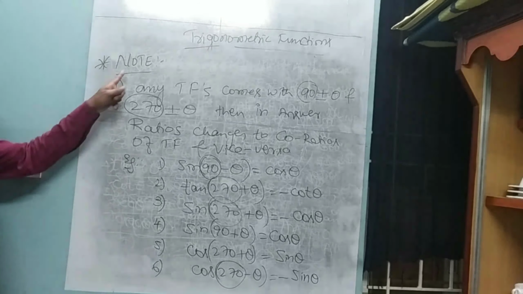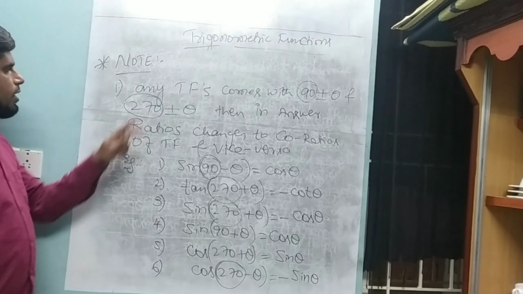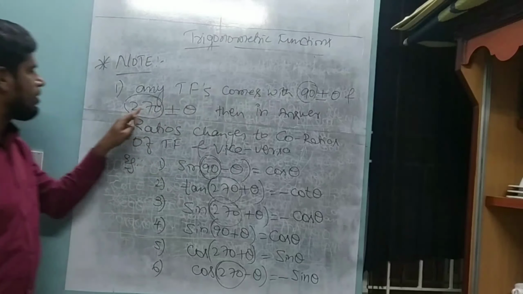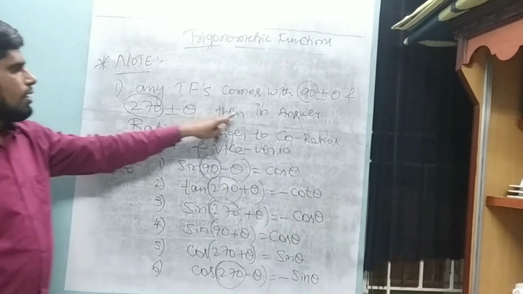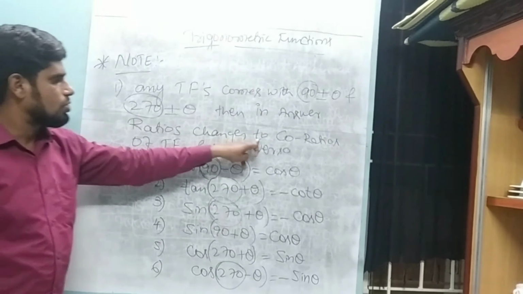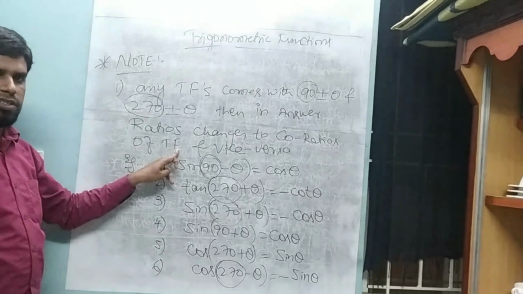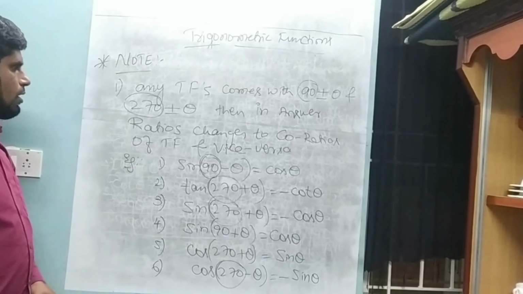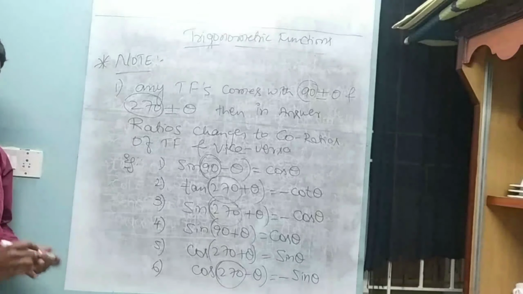So student, that is the first note. What does it say? Any trigonometric function that comes with 90 plus or minus theta and 270 plus or minus theta, then in the answer, ratios of the trigonometric function change to co-ratios of the trigonometric function, and vice versa. And these are some examples. Now, the second note.